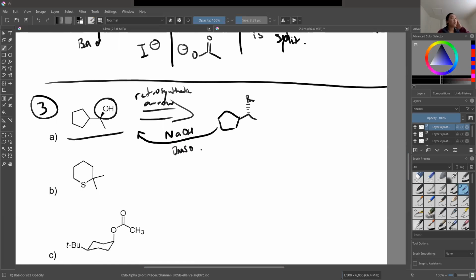Could you not do SN1 with water, because they said it's one enantiomer, where the OH is on a wedge? You're right. If we were to do SN1, we would lose stereochemistry.